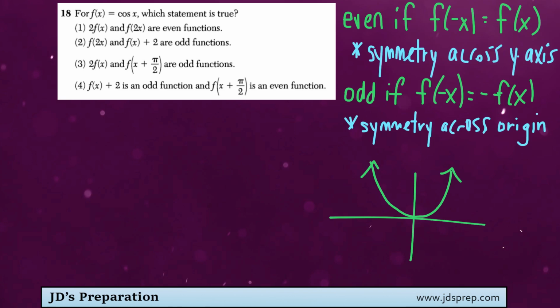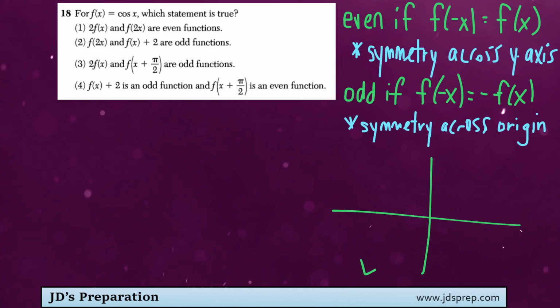A function is odd if f of negative x is the same thing as negative f of x. Visually or graphically, that means it's going to have symmetry across the origin. As an example, let's just say we had x cubed. So f of x equals x cubed is an odd function because if you were to reflect this across both the x and y axis, or if you rotated it 180 degrees about the origin, you would have symmetry.